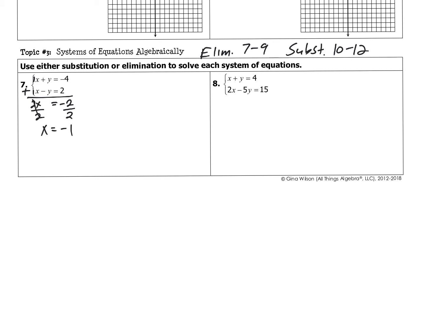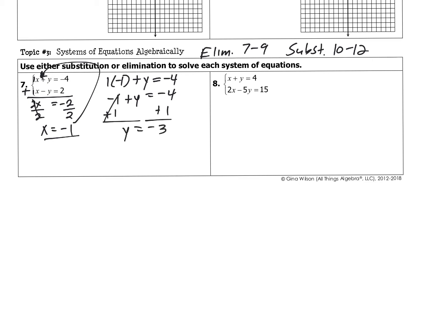Once you get one of the variables, you can substitute it back in for x, okay? So I'm going to put that back in for x, and I'm going to get 1 times negative 1 plus y equals negative 4. So that's negative 1 plus y equals negative 4. Add 1 on both sides to solve for y, and y equals negative 3. So the solution is (-1, -3).